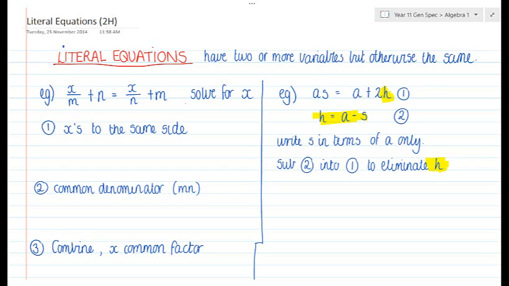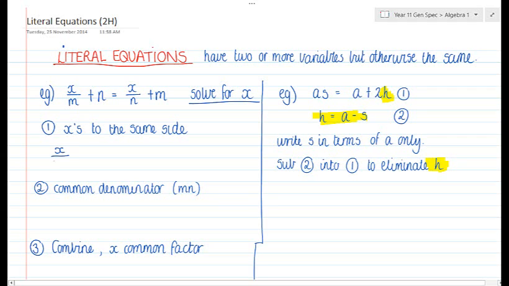Literal equations can be a little bit tricky. It's where you have two or more variables in your equation, but all the other algebraic rules are the same. So don't let these other variables confuse you. For example, in this case here, we've got two x's, we've got m's and n's, but we're being asked to solve for x. So as we would normally do, we must bring the x's to the same side first.